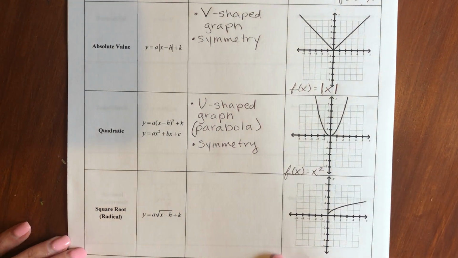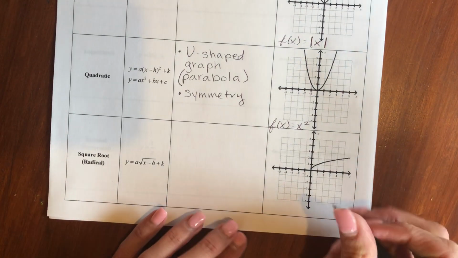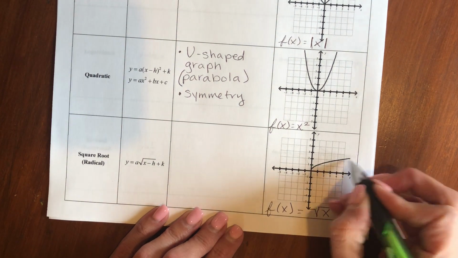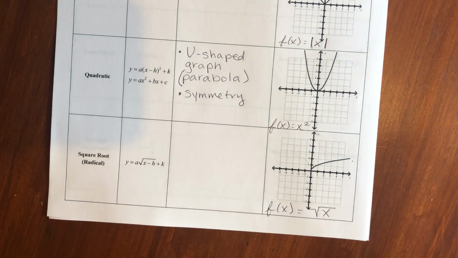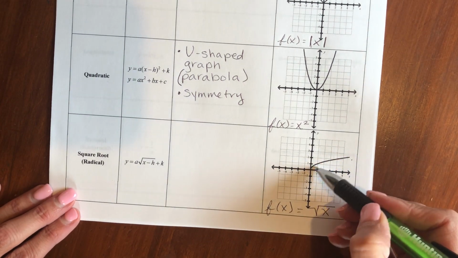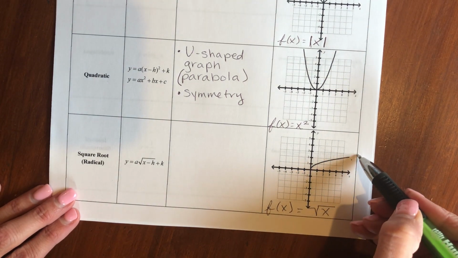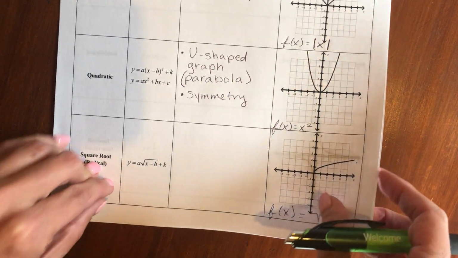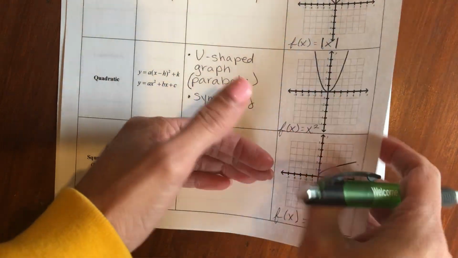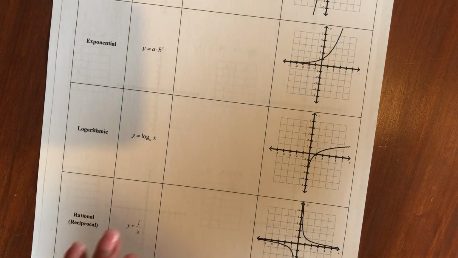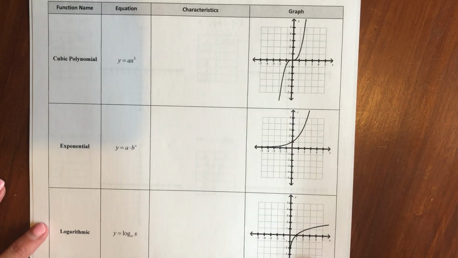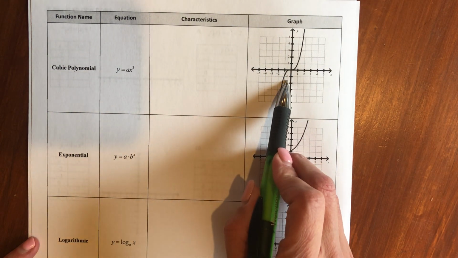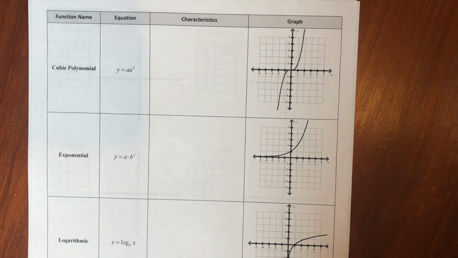Next one, square root. So f of x equals square root of x would be this graph here. And you see that the y values are slowly increasing upward there. We're not going to spend a whole lot of time on these next ones. The main idea is that you just recognize the name with the equation with the graph. That's what we're concerned about for this lesson.